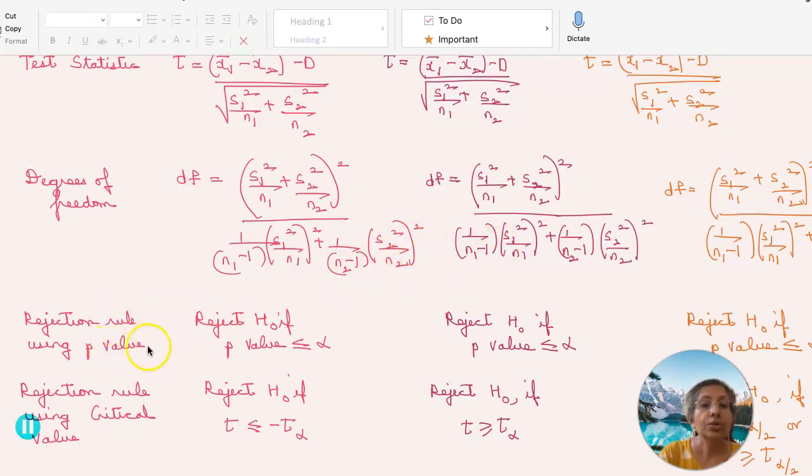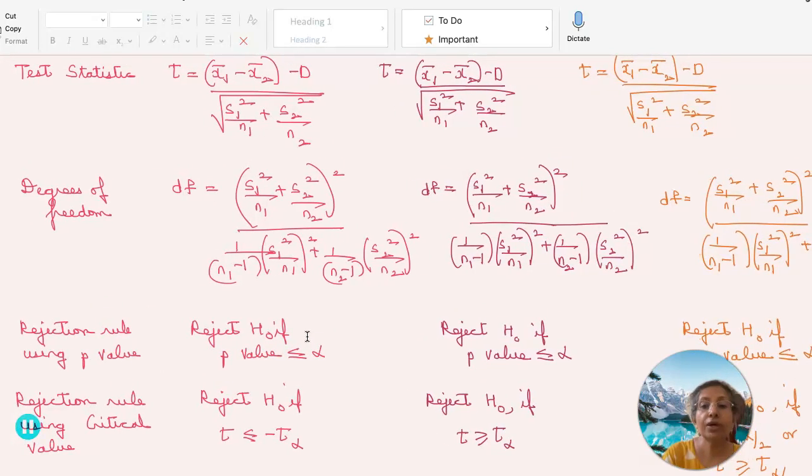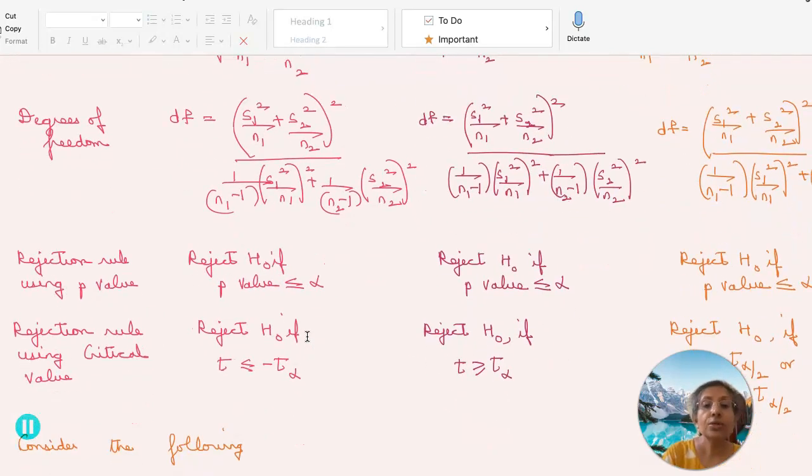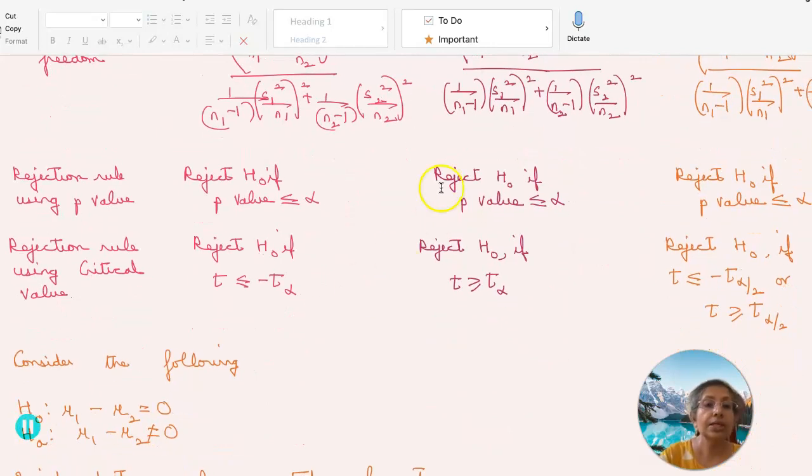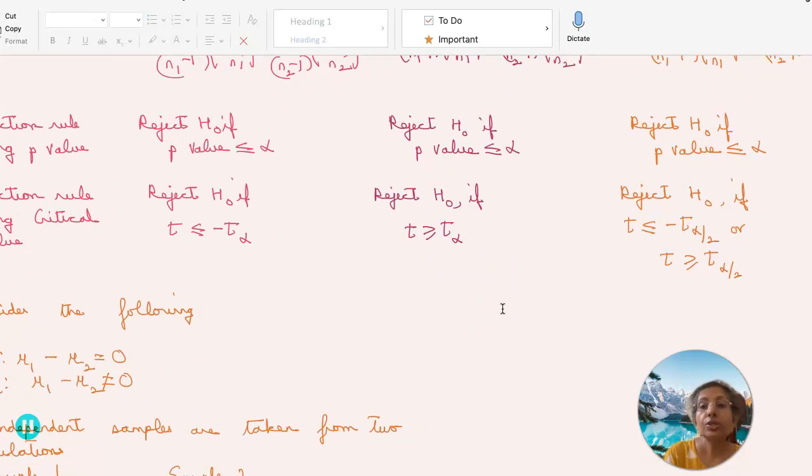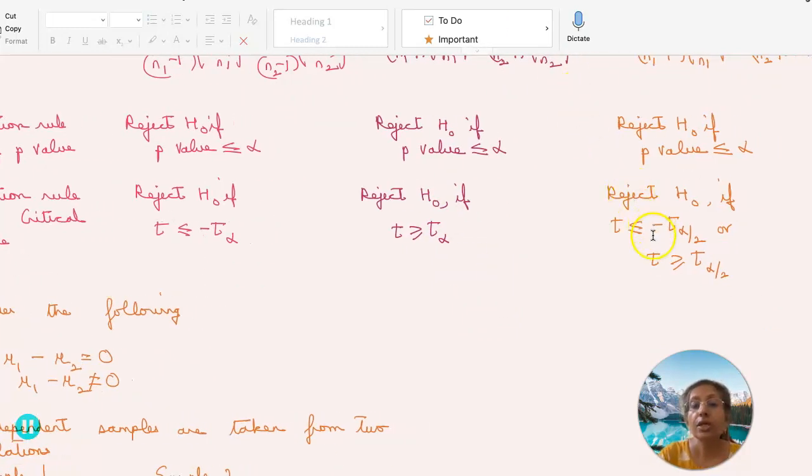The rejection rule, using the p-value, we reject H0 if p-value is less than or equal to alpha in all the three cases. And using the critical value, for the lower tail test, we reject H0 if t is less than or equal to minus t alpha. For the upper tail test, we reject H0 if t is greater than or equal to t alpha. And for the two-tail test, we reject H0 if t is less than or equal to minus t alpha by 2 or t is greater than or equal to t alpha by 2.